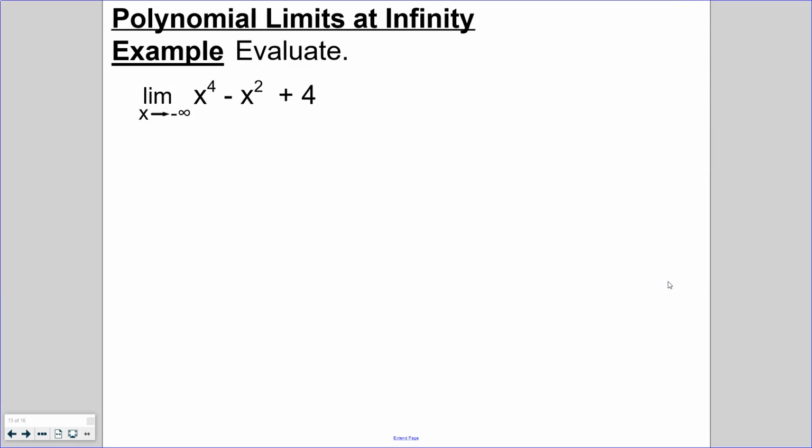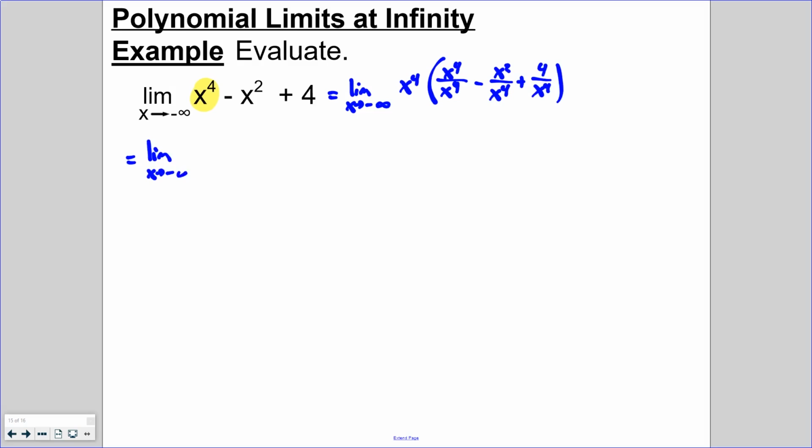Alright, next up we're going to take a look at the limit as x approaches negative infinity of x to the fourth minus x squared plus 4. And just like all the other examples, we're going to follow the same process. I'm going to take the x to the 4 and factor this out. So we're going to have the limit as x approaches negative infinity of x to the fourth times x to the fourth over x to the fourth, minus x squared over x to the fourth, plus 4 over x to the fourth. And then I can simplify this. So we're going to get the limit as x approaches negative infinity of x to the fourth times 1 minus 1 over x squared plus 4 over x to the fourth.